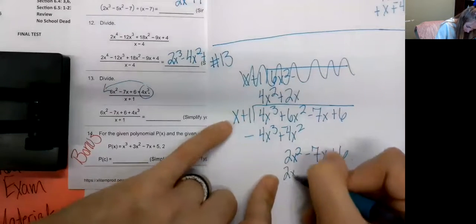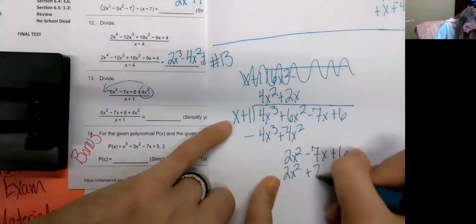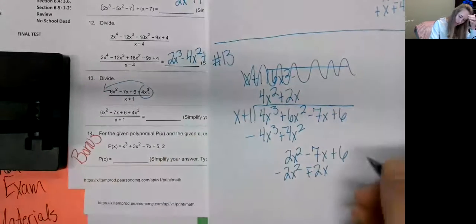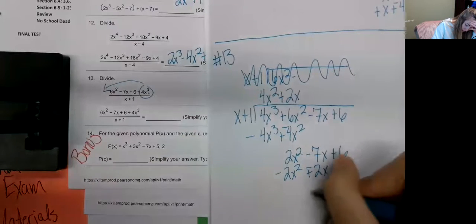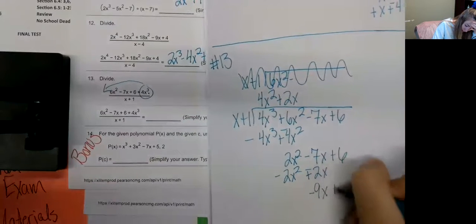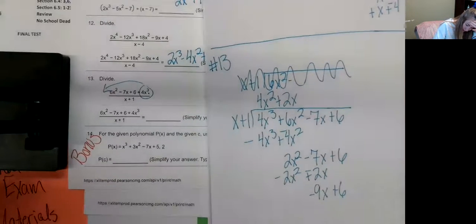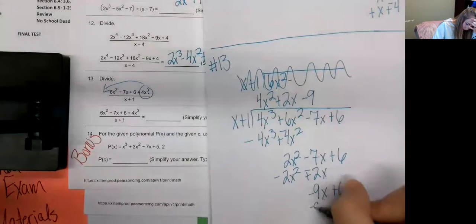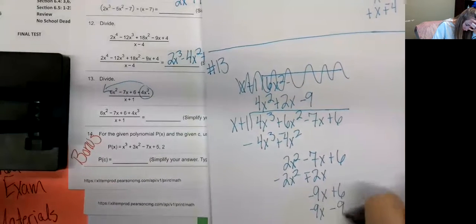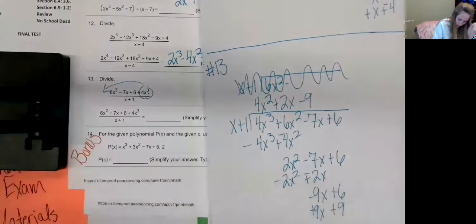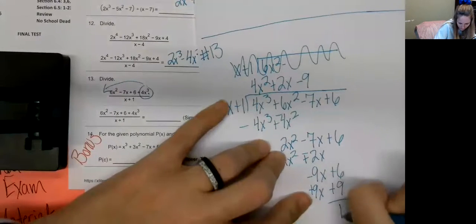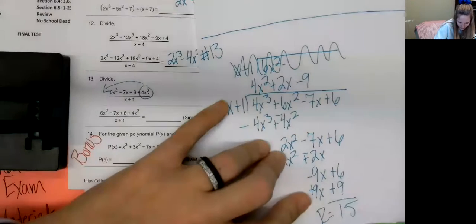So 2x squared plus 2x. Change our signs. That's 0. Negative 7 plus negative 7 subtract 2 would be negative 9x plus 6. Here we'd have to multiply by negative 9. So we'd have negative 9x subtract 9. Change our signs. That would be 0. 9 plus 6 is 15. So we have a remainder of 15.